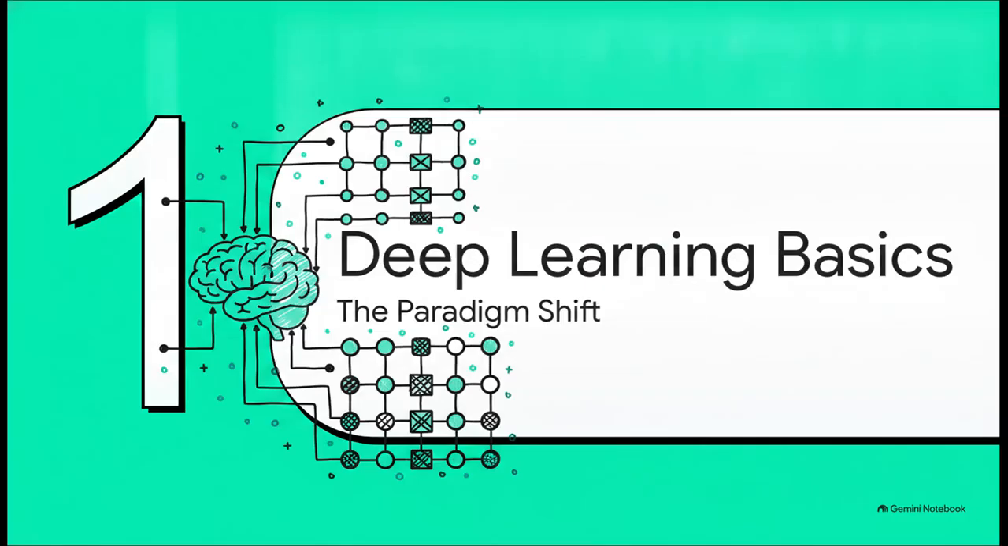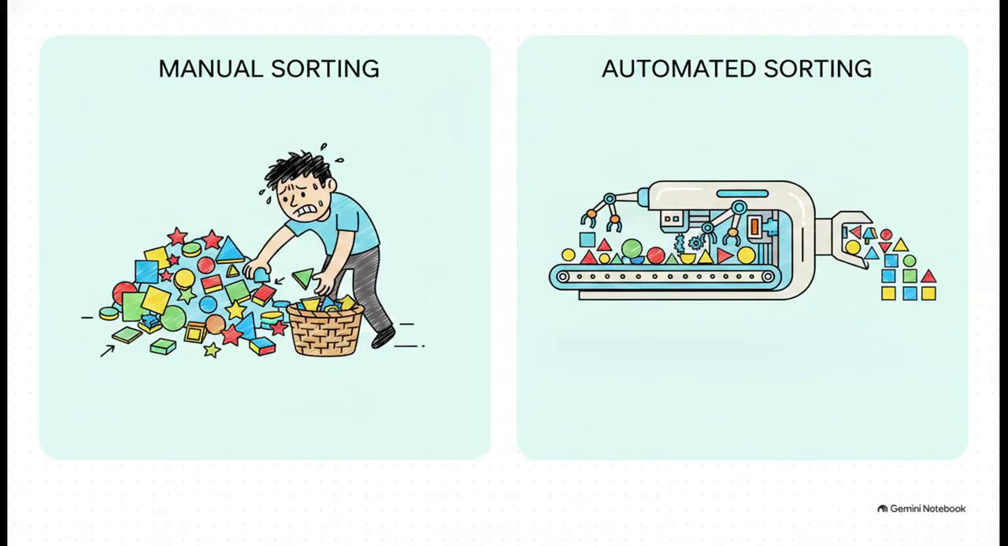All right, starting with Section 1, Deep Learning Basics, and the big paradigm shift. Think about traditional machine learning for a second. It's incredibly tedious. Human experts literally have to manually step in and extract useful features from the data before training the model. But deep learning, it eliminates that limitation completely. It automatically learns features through its multiple layers of processing, kind of mimicking the human brain.